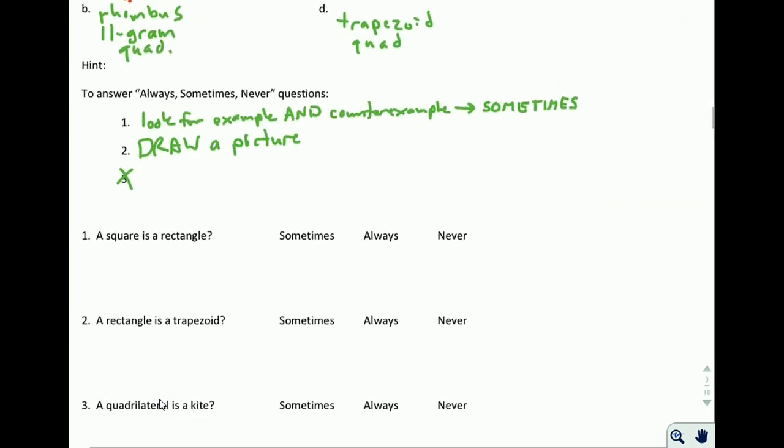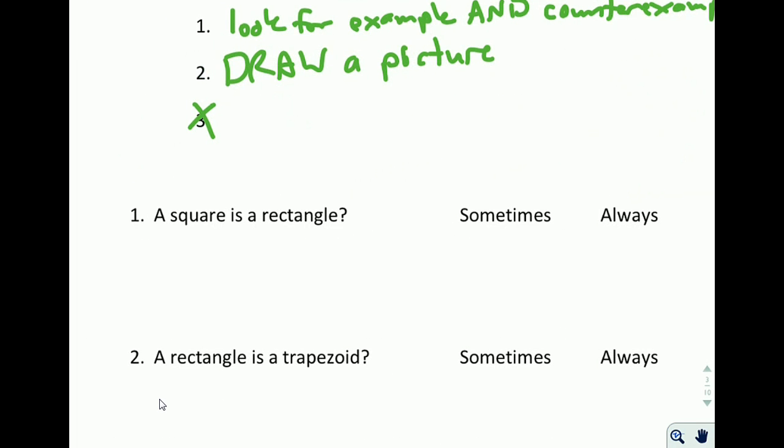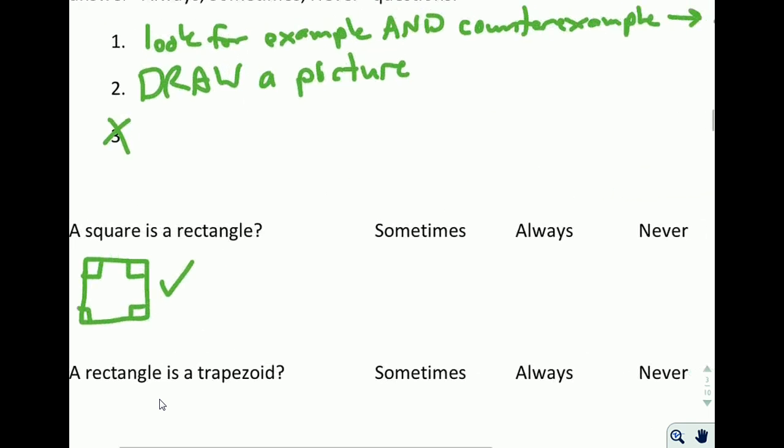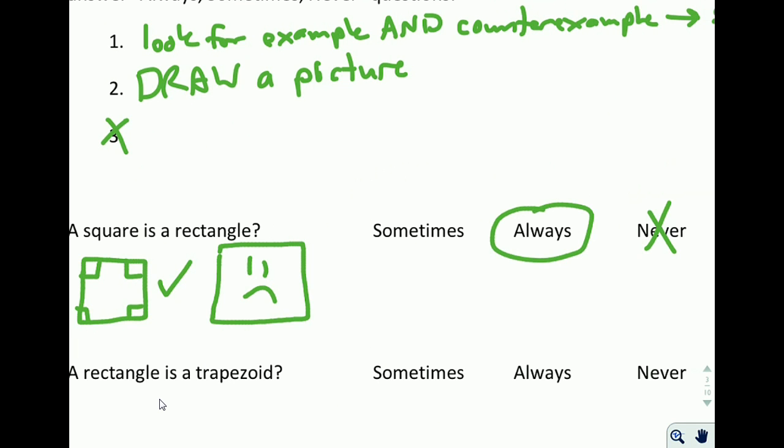So let's try the first one. A square is a rectangle. Let's draw a square. Let's start out for an example. There's my square, that is also a rectangle. Does my square have 4 right angles? Yes, it does. So it is a rectangle. So it is not going to be never. It's either going to have to be always or sometimes, because I have an example of it working. If I were to try to draw a different square that didn't have right angles, I'm going to run into a lot of trouble. So in fact, a square is always going to be also a rectangle.